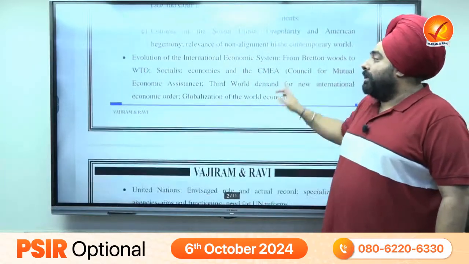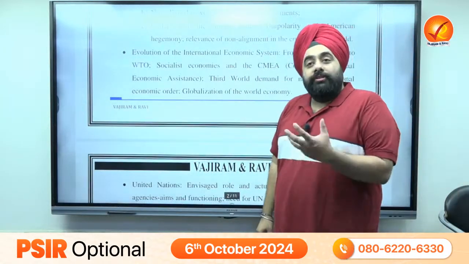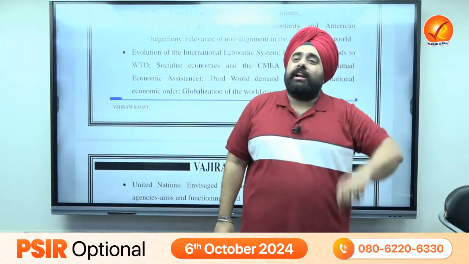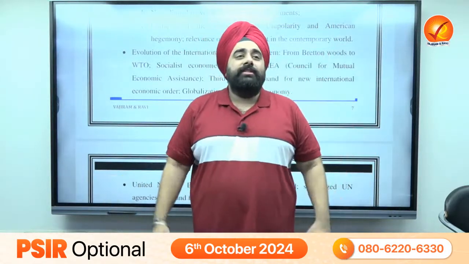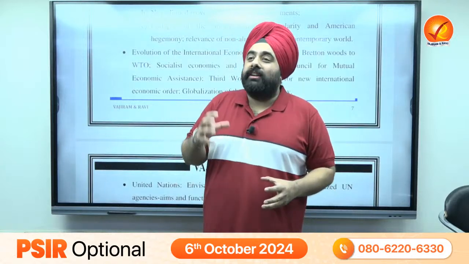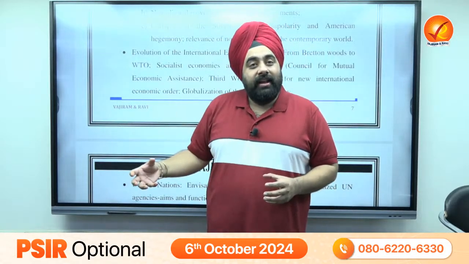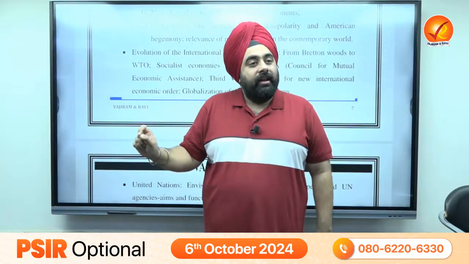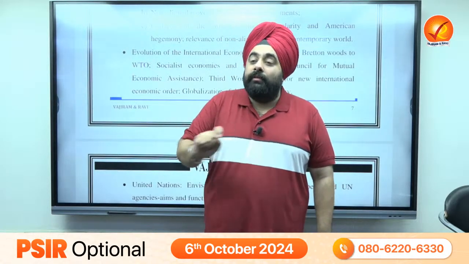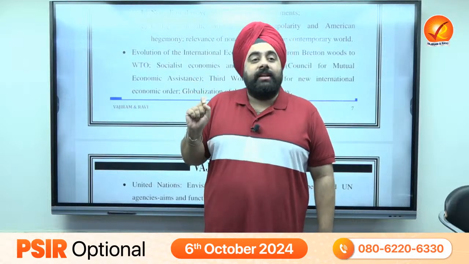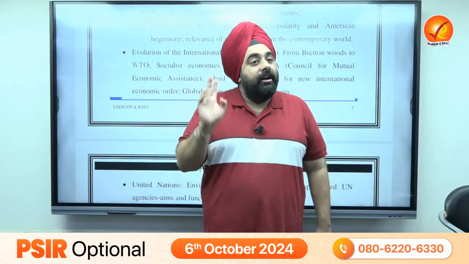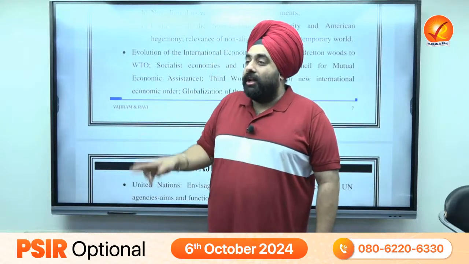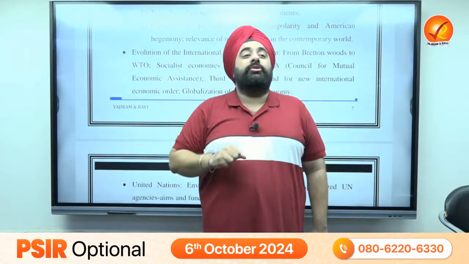Then the international economic system, whose institutions are also known as Bretton Woods organizations. Students, during the Second World War, major world leaders met in a resort town called Bretton Woods in New Hampshire in the US. And they signed an agreement there to create international economic institutions. That agreement is known as the Bretton Woods Agreement. And which institutions did they create as a result of that agreement? IMF, World Bank. Therefore, IMF and World Bank, headquartered in Washington, are also known as Bretton Woods institutions.